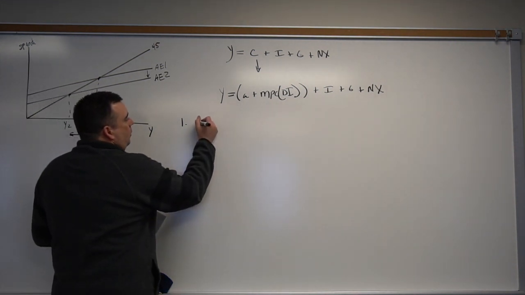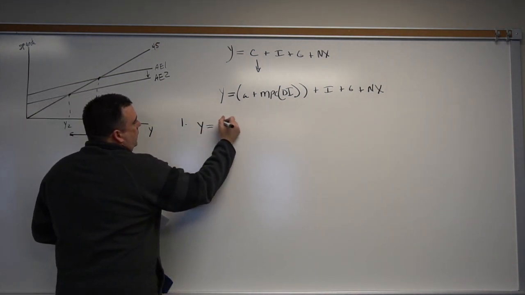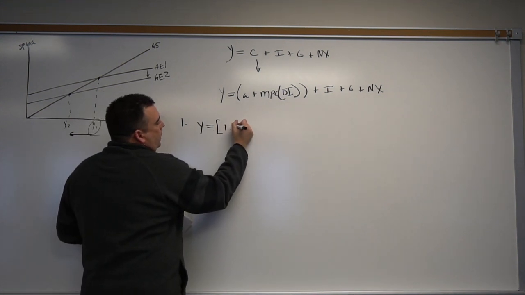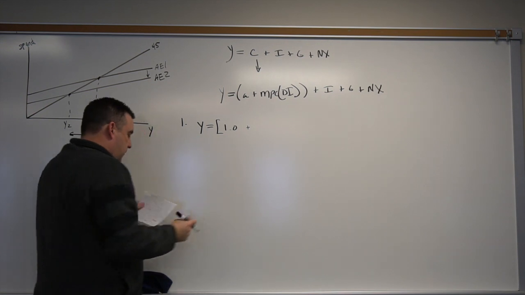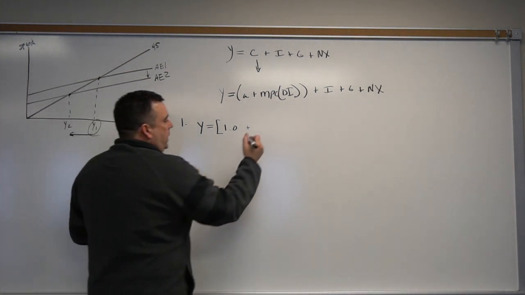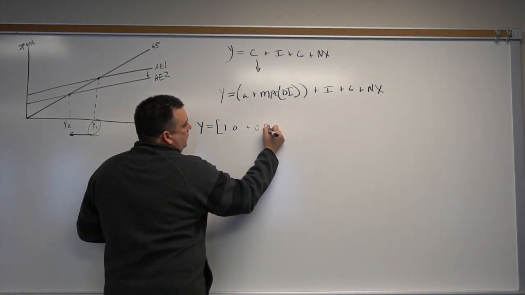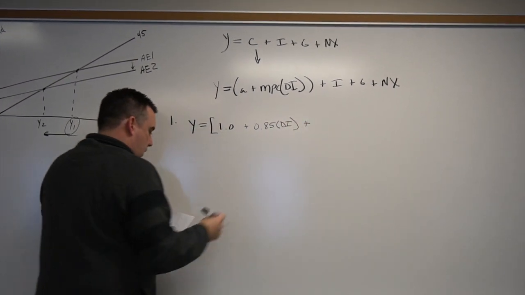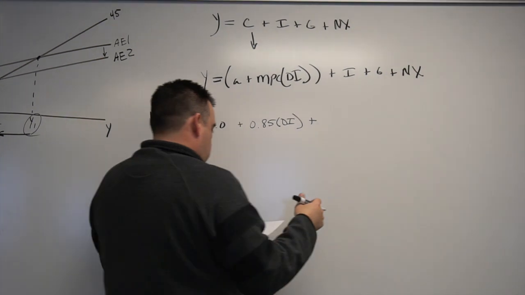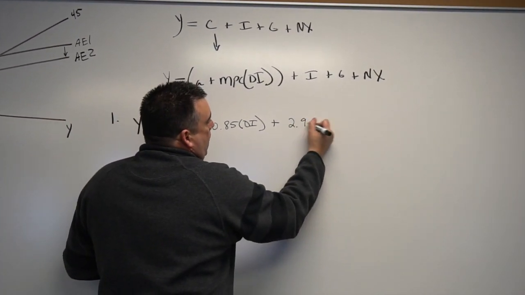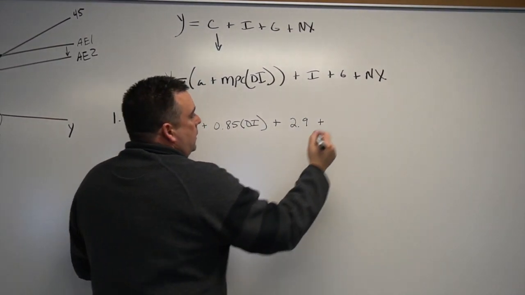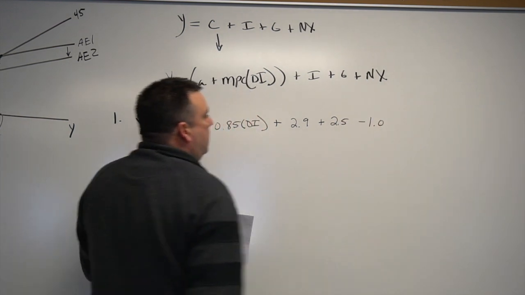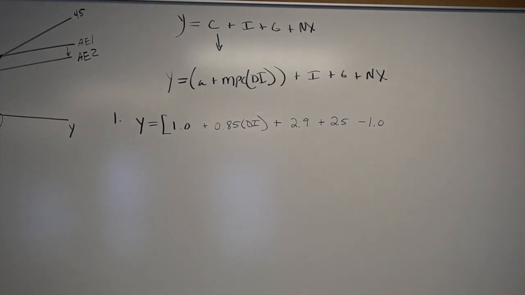So I'm going to say that y is equal to, we'll bracket this out, 1.0 plus, I gave a value of MPC was 0.85 times DI plus 2.9 plus 2.5 minus 1.0. So those are my values that I had.